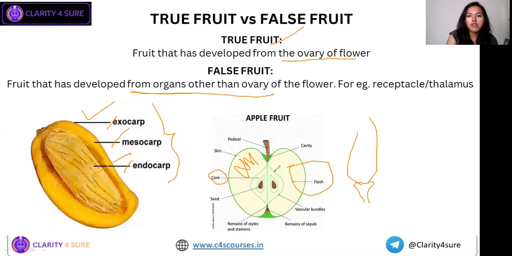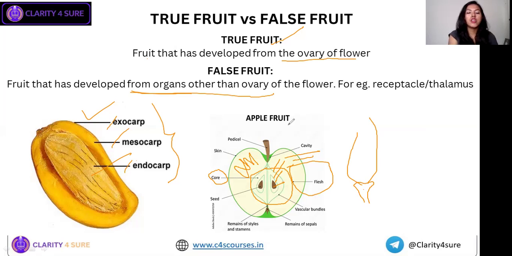Okay, so that means accordingly this will be what? The exocarp, this will be the mesocarp, then above the seeds this will be the endocarp and the seed, right? So this is the only portion which is developed from the ovary, whereas this portion, the one that we consume, it is the fleshy thalamus or the fleshy receptacle as it is called.